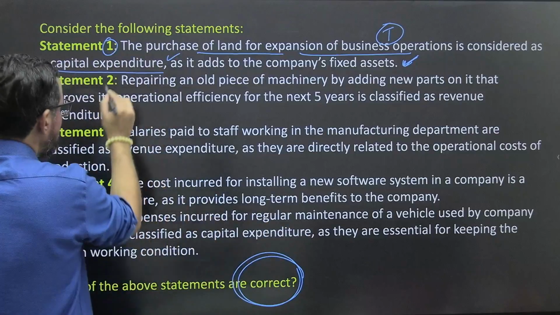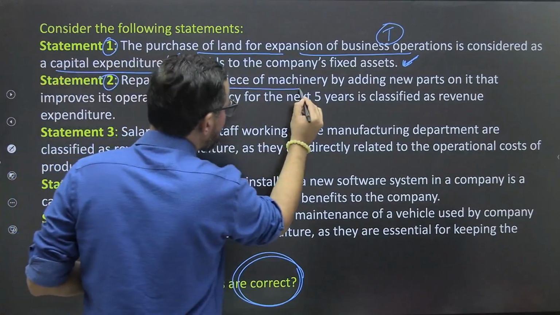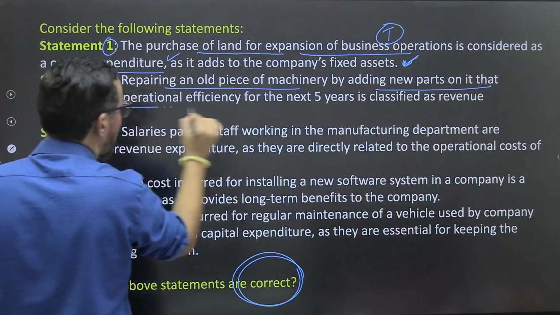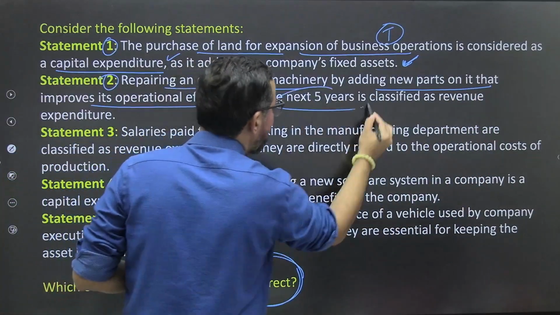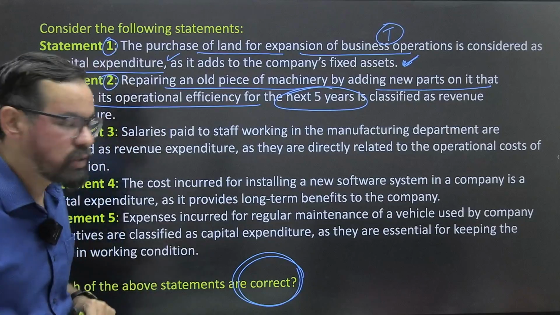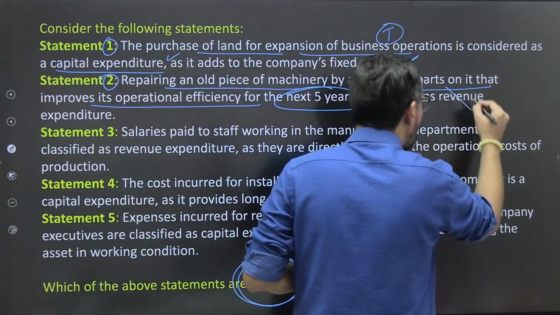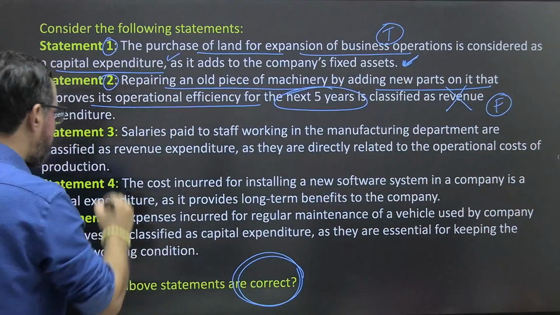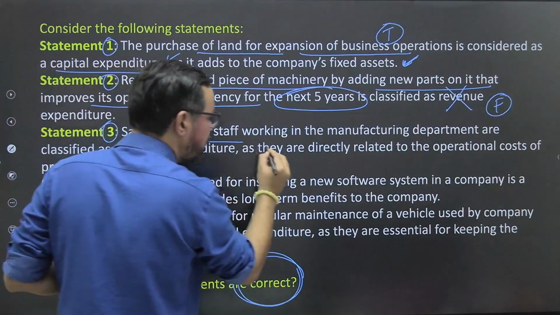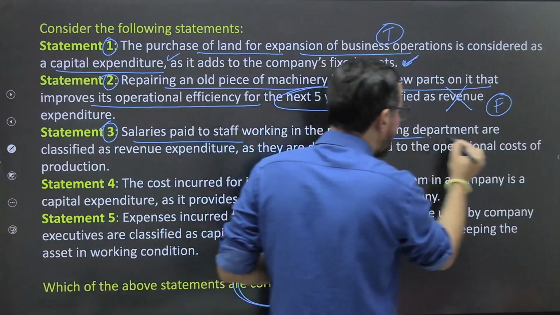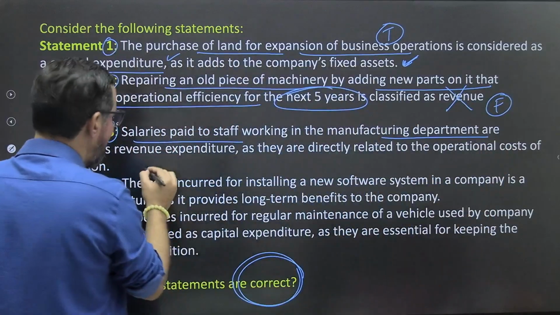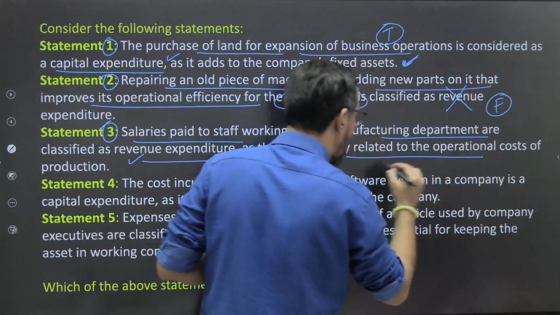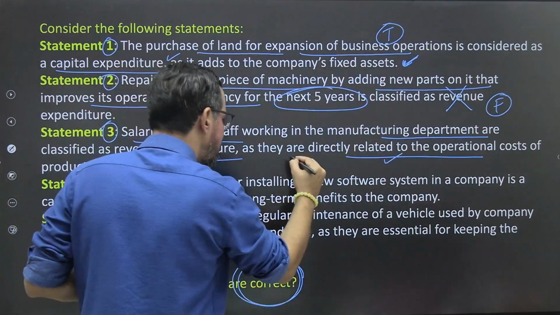Statement 2: repairing an old piece of machinery by adding a new part to it to improve the operational efficiency for the next 5 years. This is capital expenditure, but they have mentioned revenue, so this is wrong. This is a false statement. Statement 3: salaries paid to staff working in the manufacturing department are classified as revenue expenditure, 100% true, as they are directly related to operational cost. So this is a true statement.